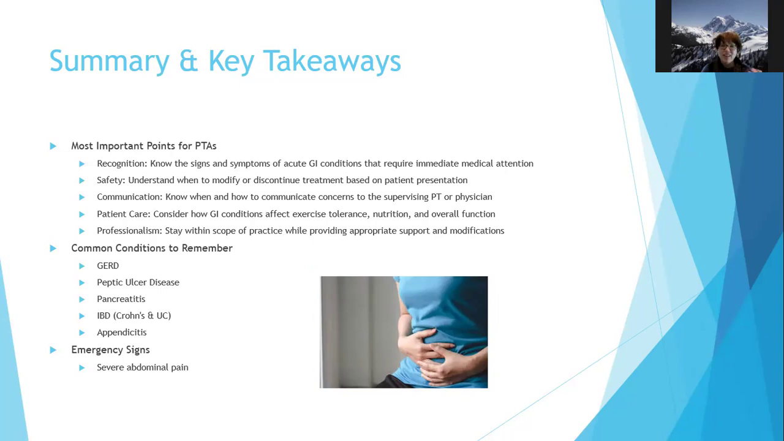And the common conditions that you'll see a lot, people are obviously not coming into PT for these, but they're coming into PT with these. GERD, peptic ulcer disease, chronic pancreatitis. Usually if they have acute pancreatitis, they're in the hospital, but you might be seeing them there. Inflammatory bowel disease, either type, or appendicitis. And the emergency signs that we really look at are severe abdominal pain, like doubled over abdominal pain.